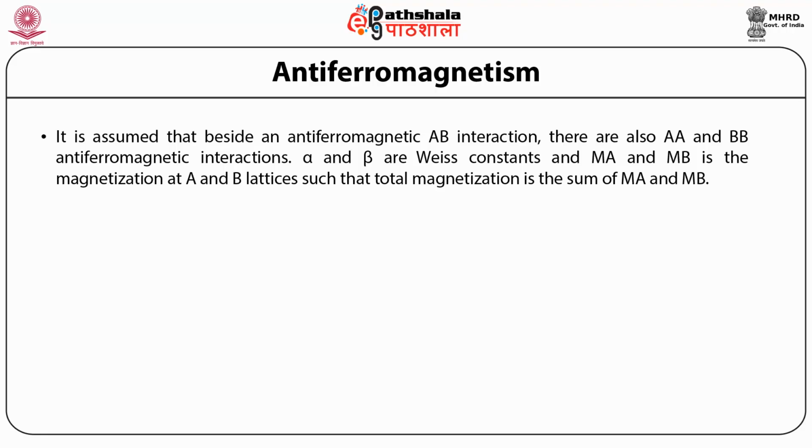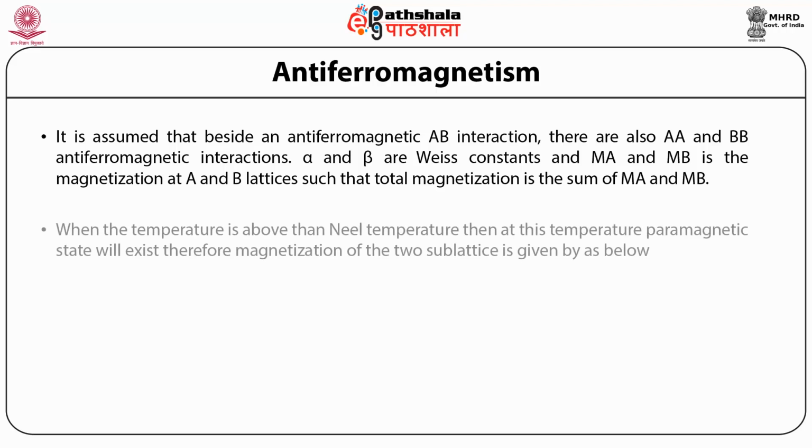So this is also important, that three interactions are important here. One is AB, another is AA, and another is BB. Alpha and beta are Weiss constants, and MA and MB are the magnetizations of the A and B lattices, such that the total magnetization is the sum of MA and MB. When the temperature is above the Néel temperature, the paramagnetic state will exist.